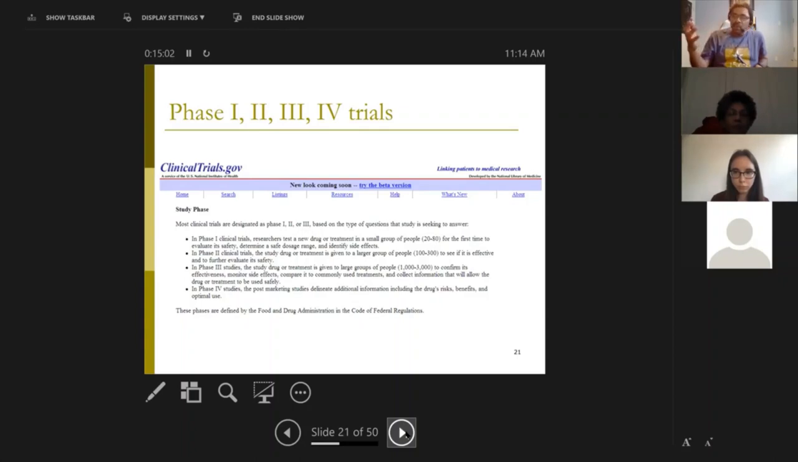Phase 4 is called post-marketing surveillance. Once a drug is approved, it's already in use in the community. You want to collect data, whether it's safe, whether there are any rare side effects that become obvious once you do it across huge numbers of people.